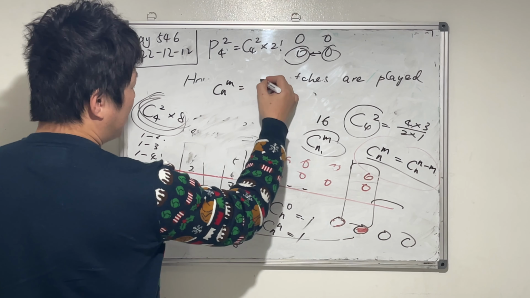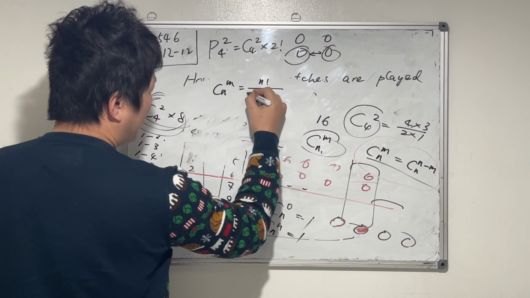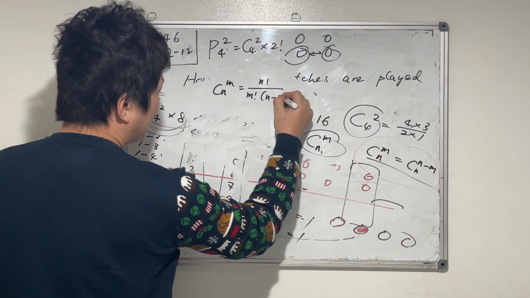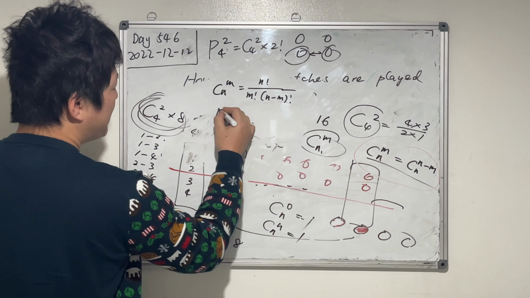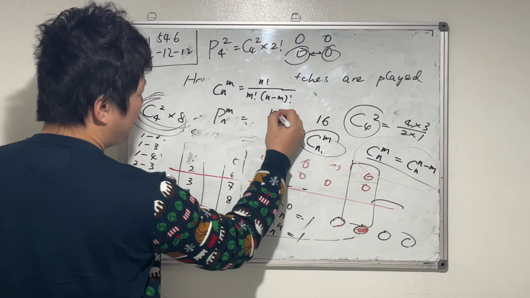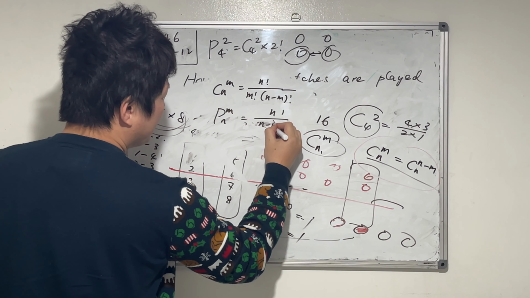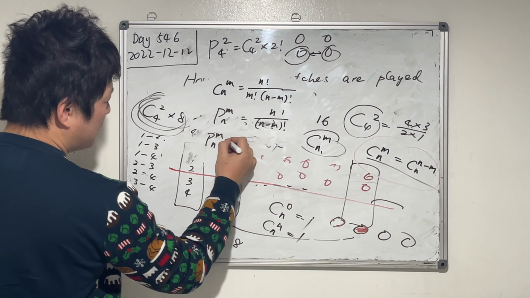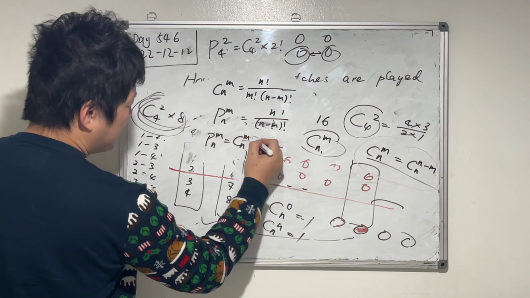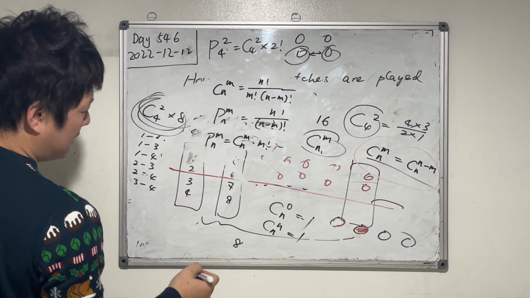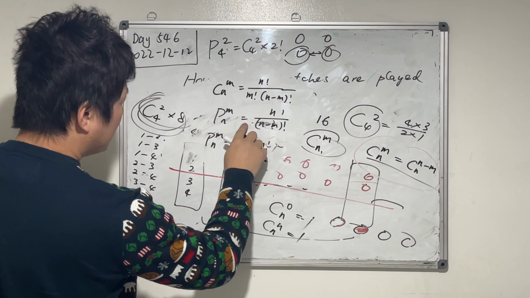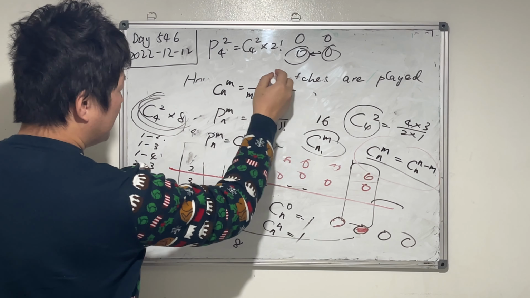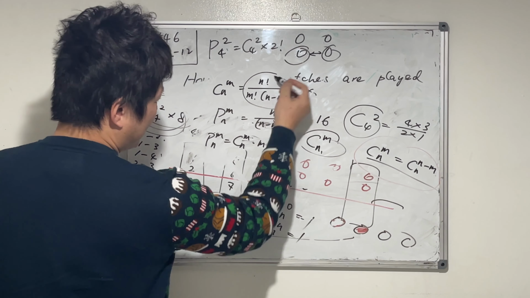C(n,m) equals n factorial divided by m factorial times (n minus m) factorial, right? And P(n,m) is just n factorial divided by (n minus m) factorial. Right? So P(n,m) equals C(n,m) times m factorial, right? Yeah? So is it true? So this one times m factorial is this one, okay?